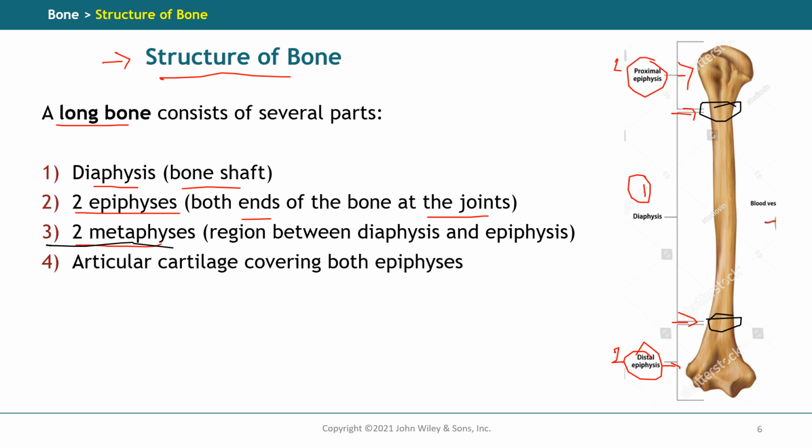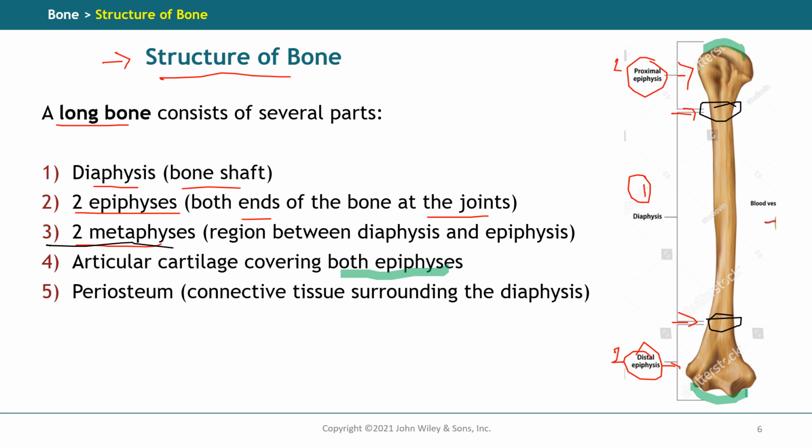The fourth one, let me change to a different color so it's easier, is the articular cartilage. So the articular cartilage is covering both epiphyses. So you will find cartilage here, and we will talk more about that. In addition to that, we also have the periosteum, that is connective tissue. Peri, that's around. So it's just around the bone. So here it will surround the diaphysis. So it will be here surrounding this region. You will have connective tissue.